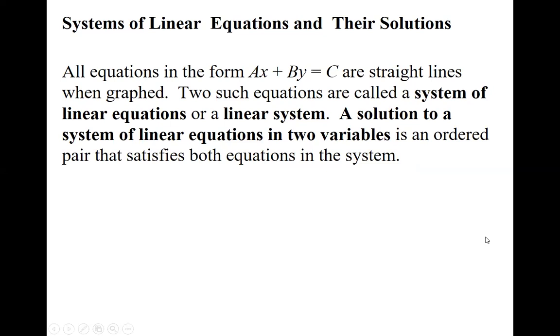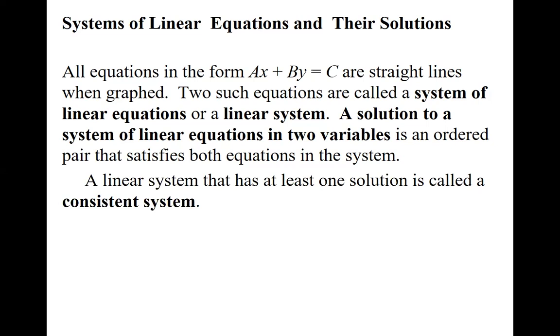All equations in the form ax plus by equals c are straight lines when graphed. Two such equations are called a system of linear equations, or a linear system. A solution to a system of linear equations in two variables is an ordered pair that satisfies both equations in the system.